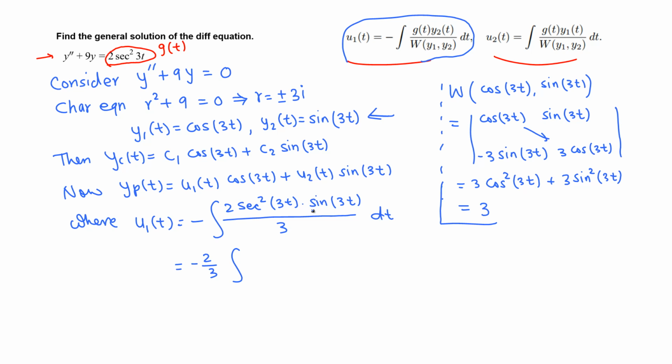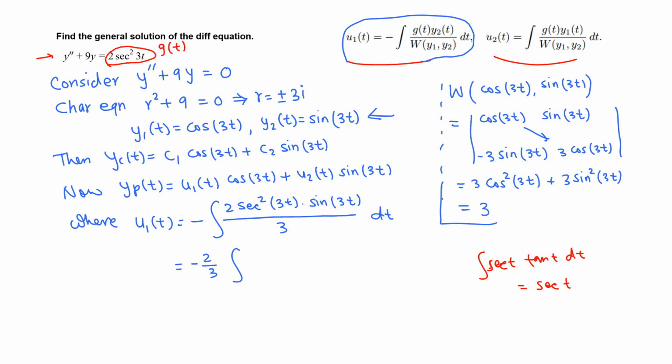Now we have secant square and sine. We know the antiderivative of secant times tangent, like this. Secant tangent is the derivative of secant. So secant tangent, but there is no tangent. But look, secant square is secant times secant, and secant is the reciprocal of cosine. So 1 secant is 1 over cosine, and sine over cosine is exactly tangent, so it matches.